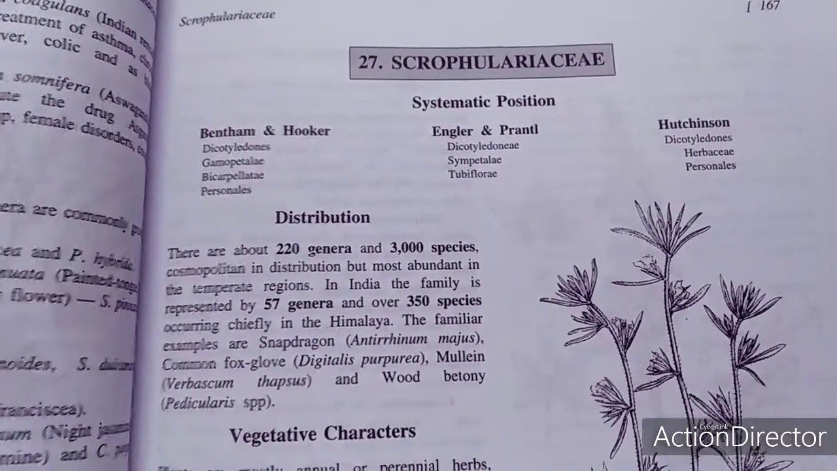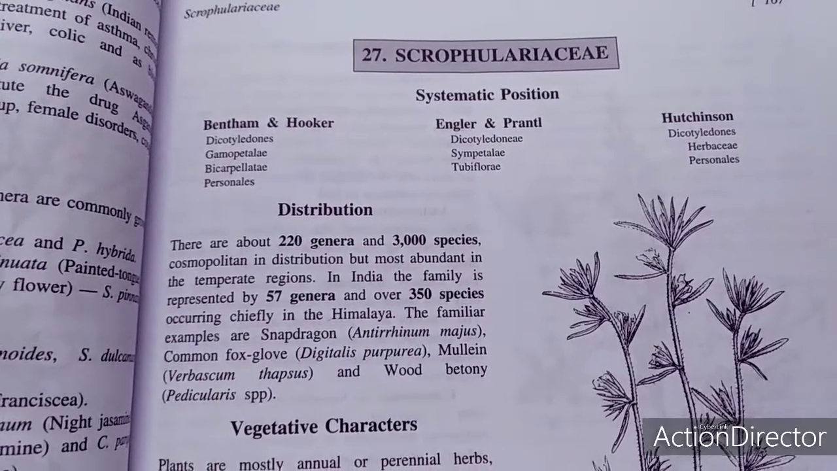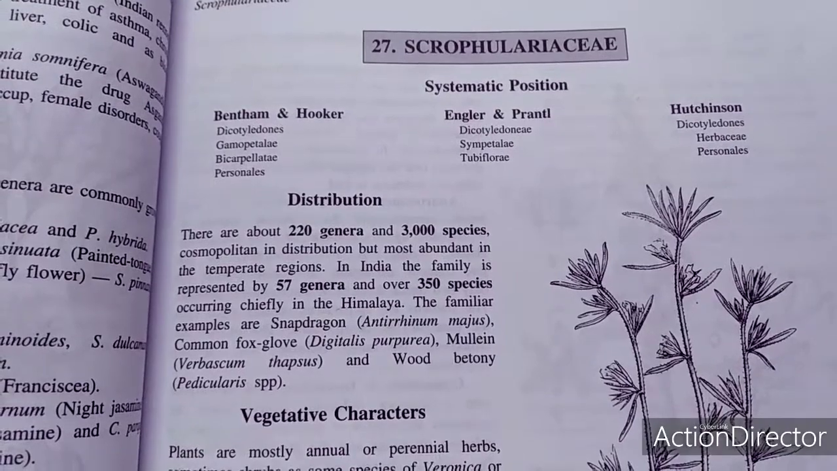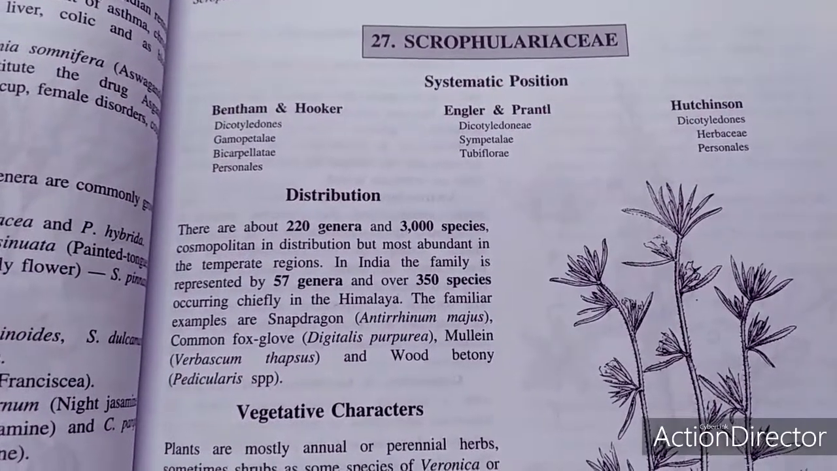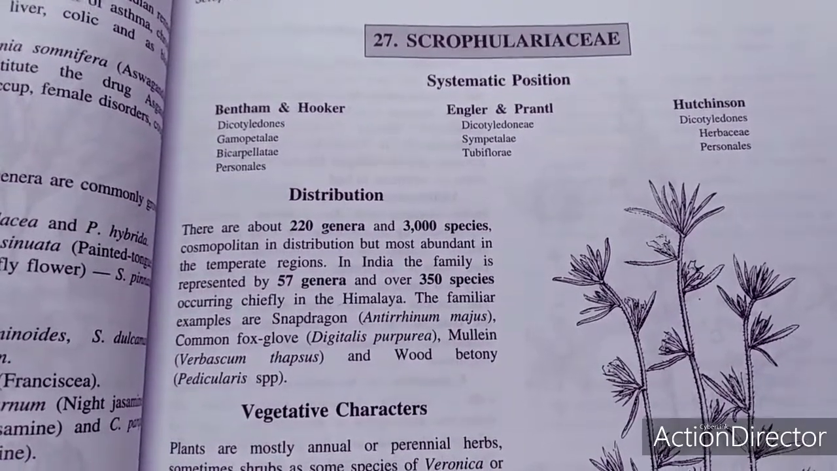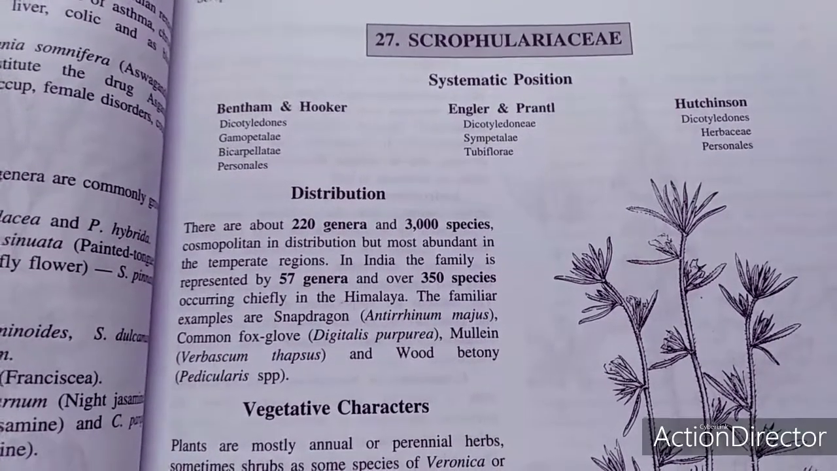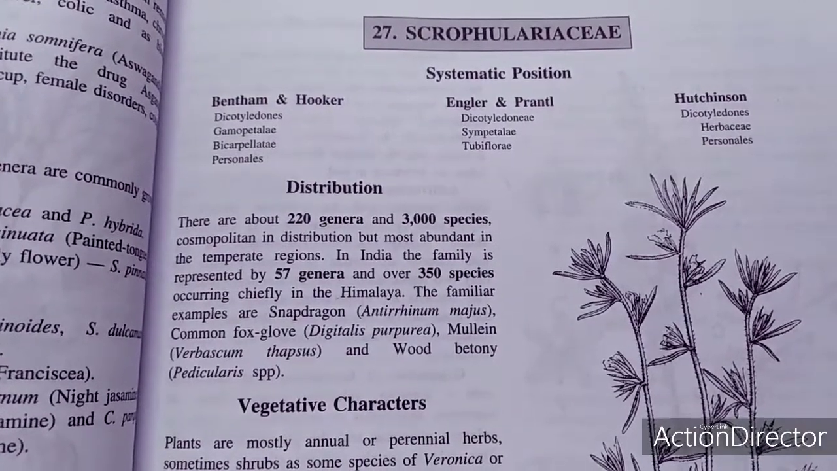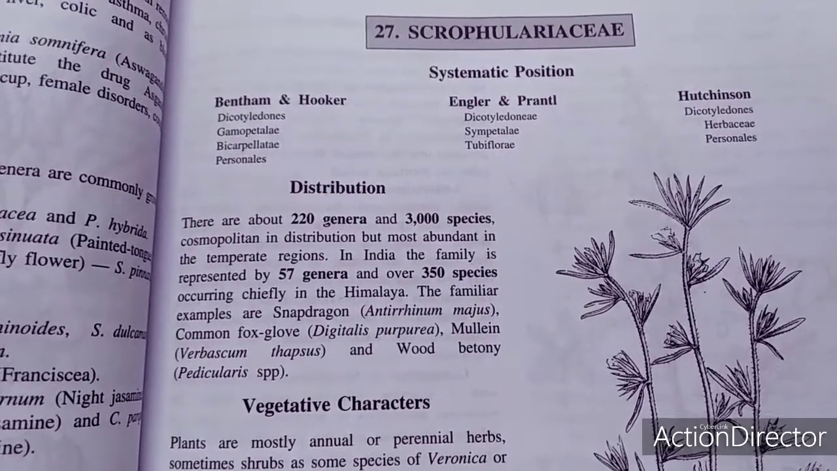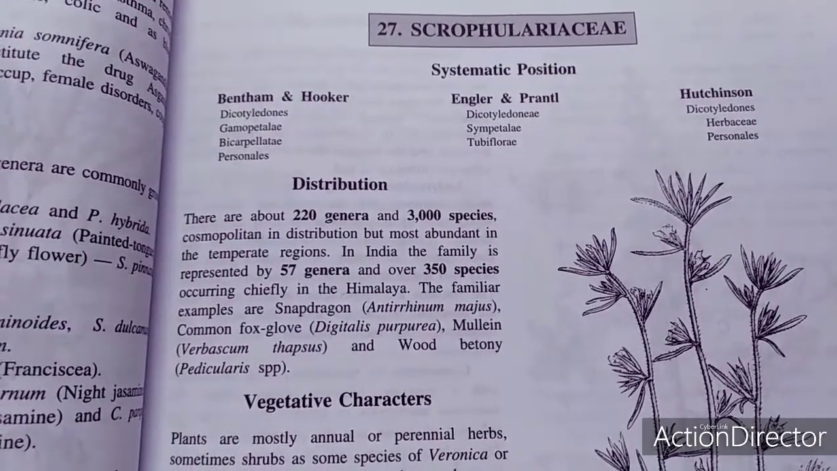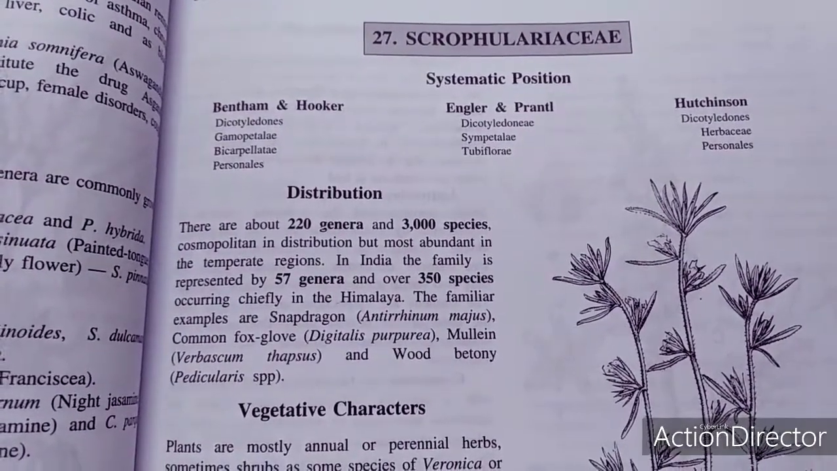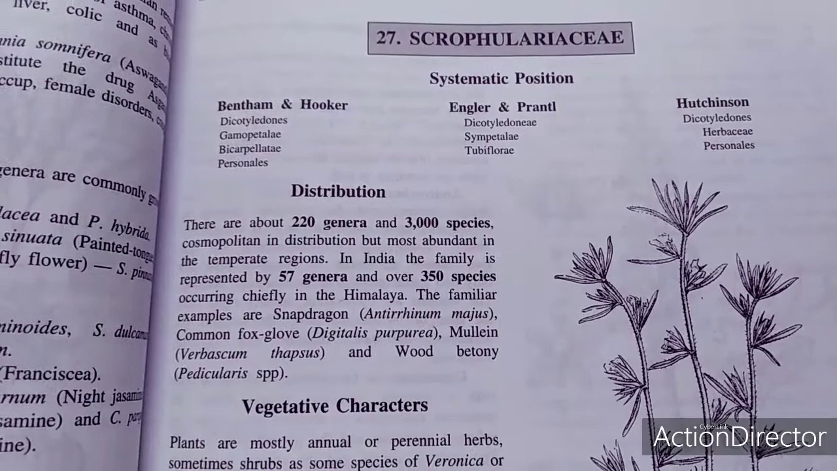The plants are mostly annual as well as perennial herbs, sometimes shrubs, as in some species of Veronica, or trees, as in Paulownia. Certain members are aquatic, such as Limnophila, Dopatrium, and Herpestis; these are herbs. Some of them are hemiparasites, such as Pedicularis and Striga, and total parasites, like Lathraea. In this case the habit is mostly herbs or undershrubs. The stem is erect, cylindrical, branched, solid as well as hairy.